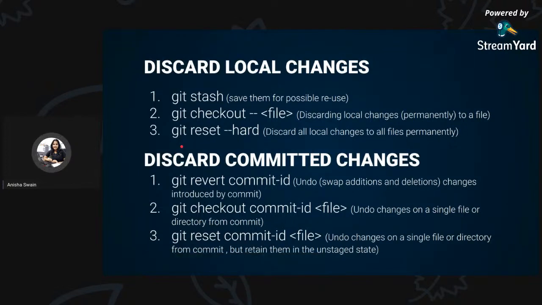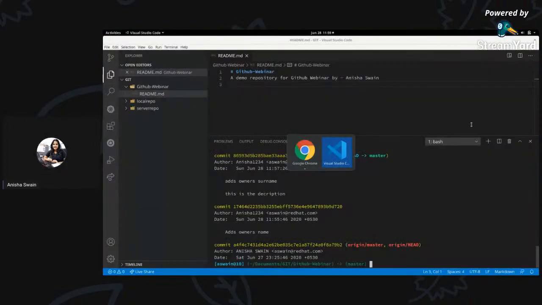Sometimes we make changes in the local system, and then we decide we don't need these changes and we have to go back. So how to do it? If your changes are in the local system, that means you haven't committed the changes, you have just added them, there are three options to do it. You can use git stash. I'll show you how to do it.